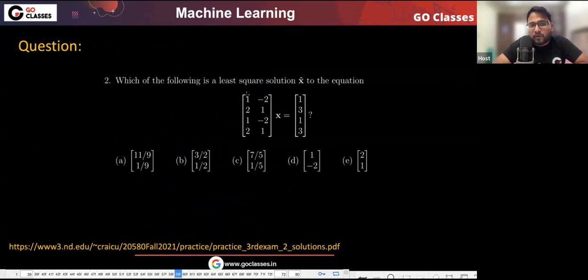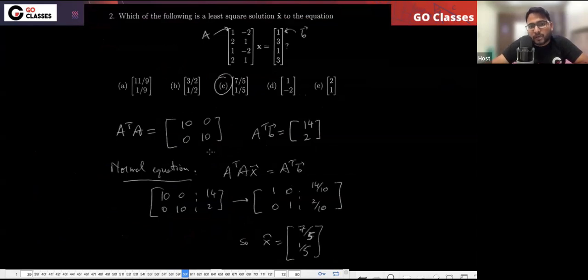Which of the following is a least square solution x cap? I think again you need to solve for A transpose A and A transpose B. After solving, you will get x cap. You can choose the answer that you're getting.